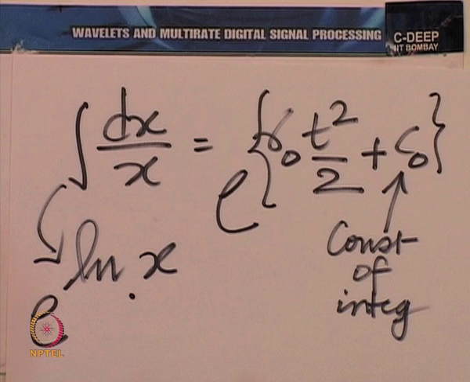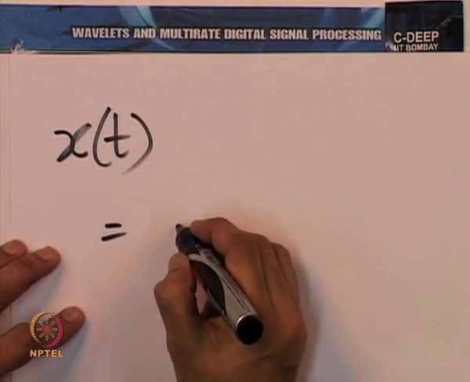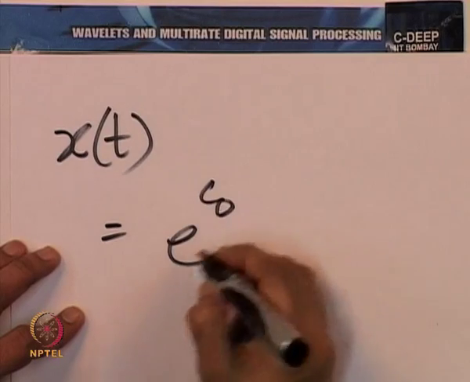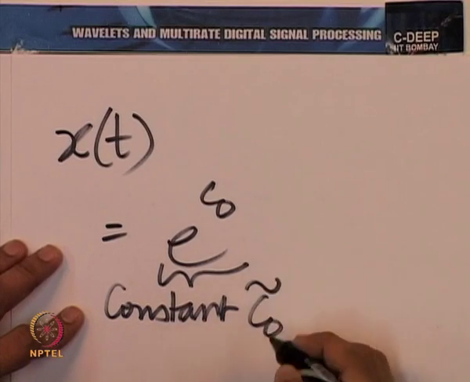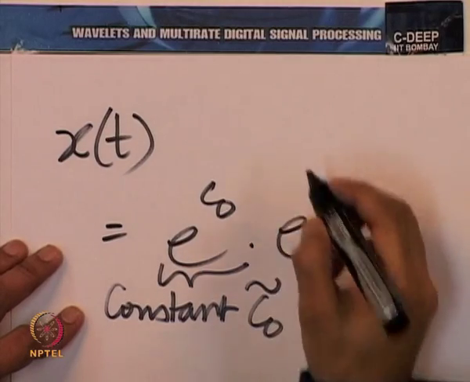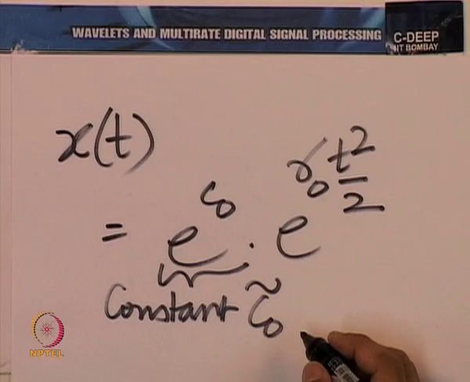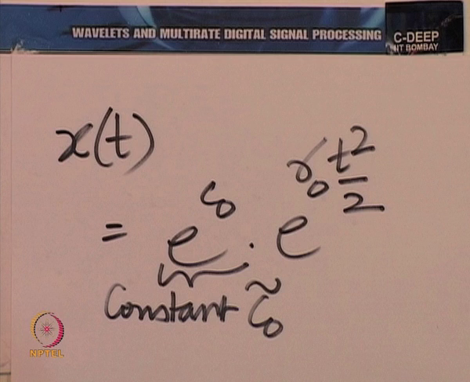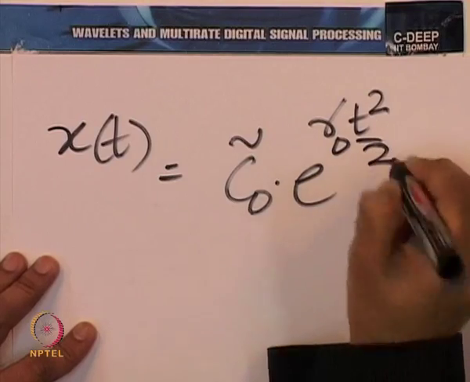So, e raised to the power ln x is e raised to the power this, and therefore, we have e raised to the power ln x is just x. So, x of t is some constant, e raised to the power C 0, this is a constant. Let us call this constant C 0 tilde times e raised to the power gamma 0 t squared by 2. So, let us write that down again, and let us make a remark on gamma 0. X(t) is of the form C 0 tilde times e raised to the power gamma 0 t squared by 2.